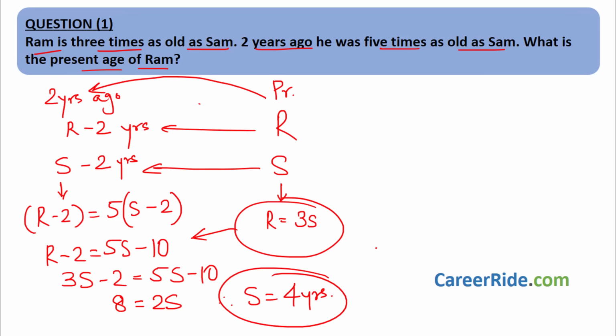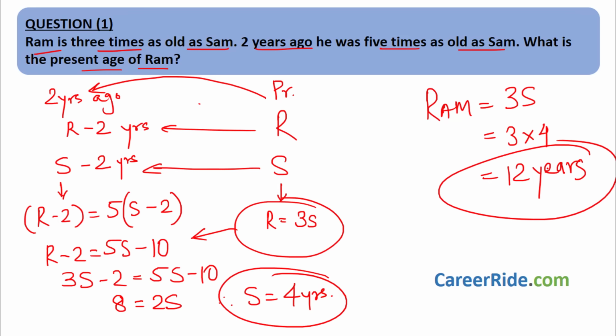And what do we want? The present age of Ram. The present age of Ram is nothing but 3S, that is 3 into 4 years, which is 12 years. So see how easily we got the answer. There is nothing to it. If we read the question carefully, we will be able to construct the equation, solve it and get the answer. Moving on to question number 2.